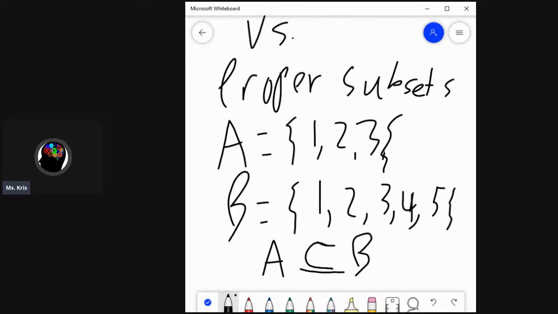So as you can see, for a proper subset, I have 1, 2, 3, 4, 5 in B. I have 1, 2, 3 in A. A is a proper subset of B because everything that's in A is also in B, but A does not equal B. Therefore, it is considered a proper subset. Any questions on the subset versus proper subset?